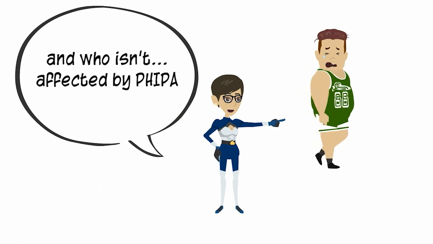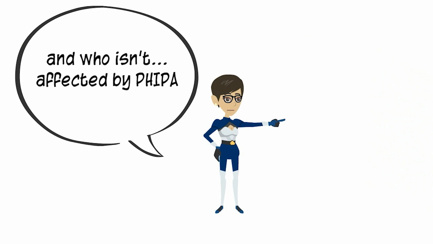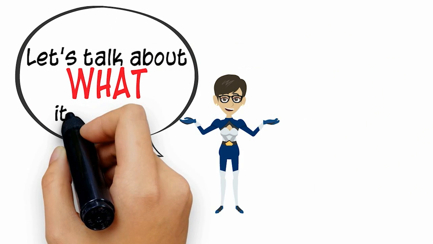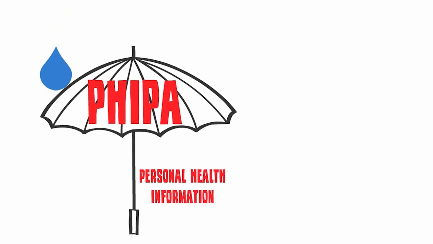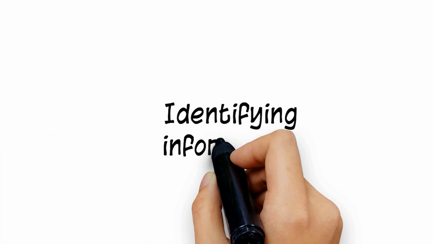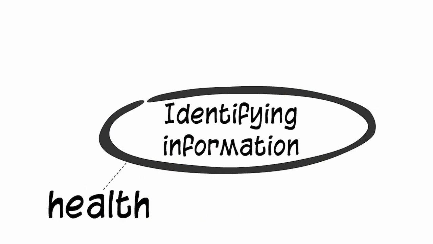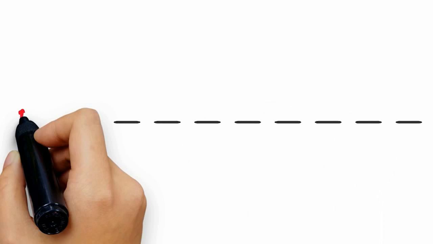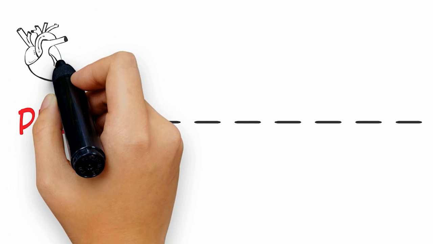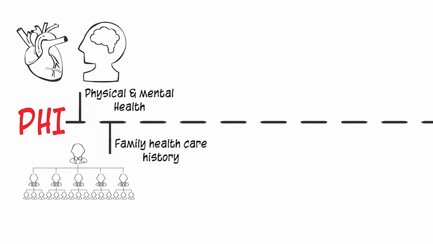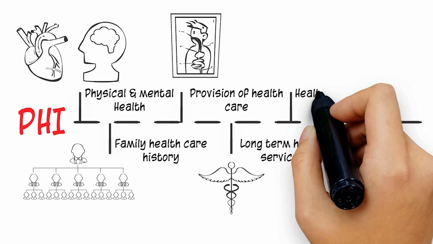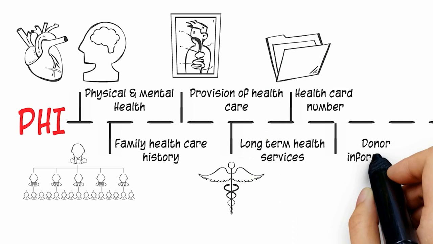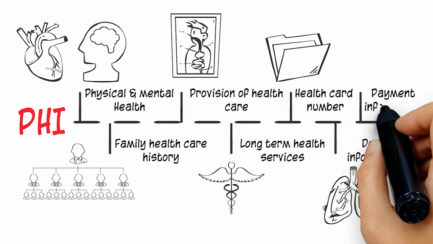Now that you know who and who isn't affected by PHIPA, let's talk about what it protects. The Act protects personal health information. Personal health information, or PHI, is identifying information about a patient's health and healthcare history. This includes physical and mental condition, family medical history, provision of healthcare, long-term healthcare services, health card number, blood or body part donations, and payment or eligibility for healthcare.